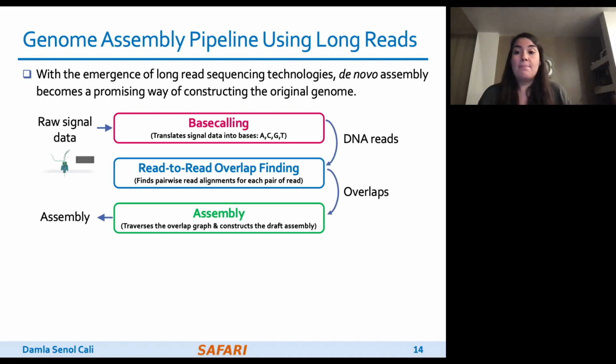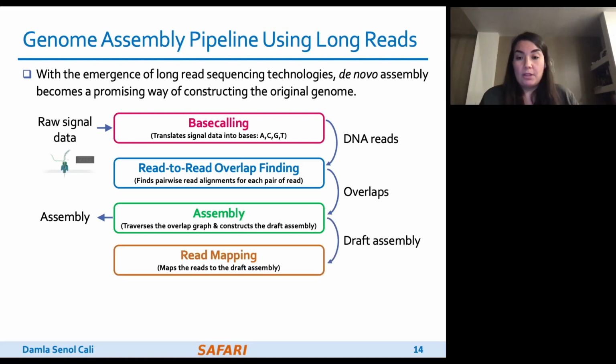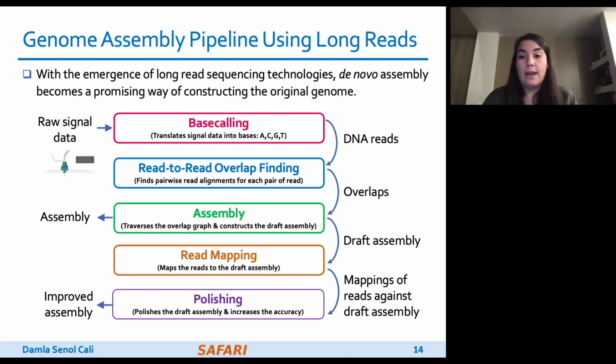This draft assembly might have a lower accuracy than expected. So to increase the accuracy of the assembly, further polishing, also called post-assembly error correction, may be required, but it's optional. In the fourth step, which is the first optional step actually, we map the original base called reads from the outputs of the first step to the generated draft assembly from the third step, and we perform read mapping here. And in the fifth and final step of the pipeline, we polish the assembly with the help of mappings from the previous step and obtain the improved assembly. But as I said, those last two steps are optional if you want to increase the accuracy of the assembly.